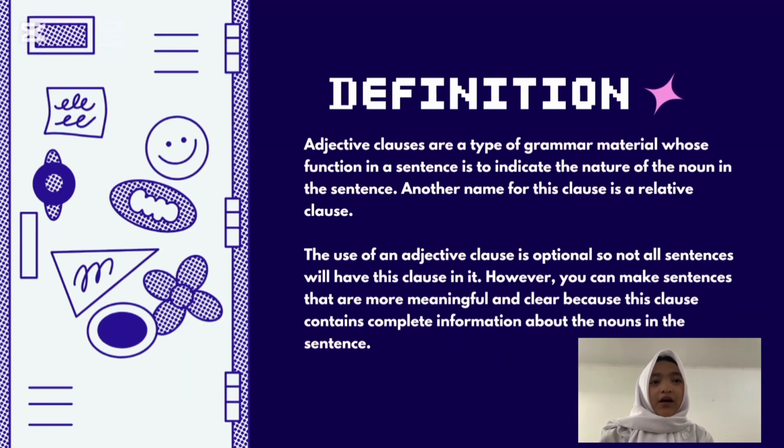Adjective clauses are a type of grammar material whose function in the sentence is to indicate the nature of the noun in the sentence. Another name for this clause is a relative clause. The use of an adjective clause is optional, so not all sentences will have this clause in it. However, you can make sentences that are more meaningful and clear because this clause contains complete information about the noun in the sentence.